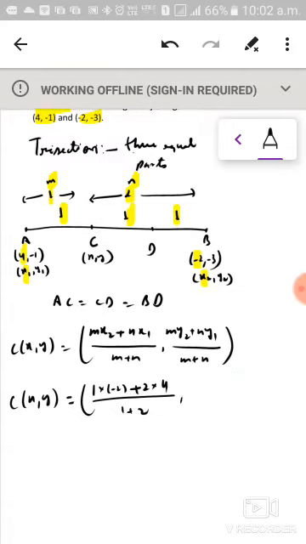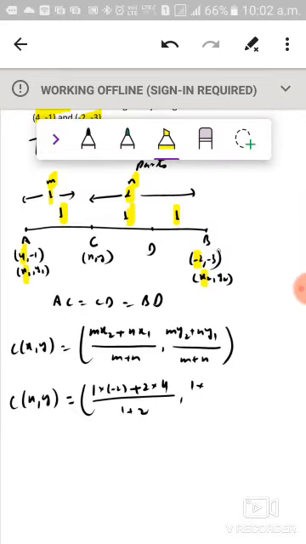Then, comma, again my2. What is m? That is 1. What is y2? This is y2 here, that is -3. So 1 multiply -3 plus n. What is n? That is 2. What is y1? Here is y1, that is minus 1, by m plus n. M is 1, n is 2.